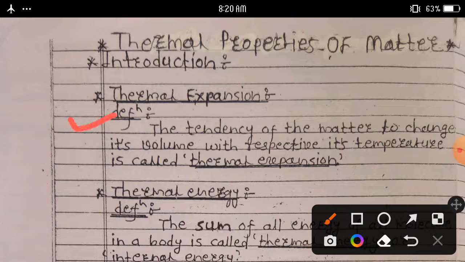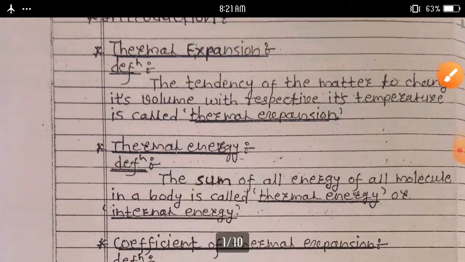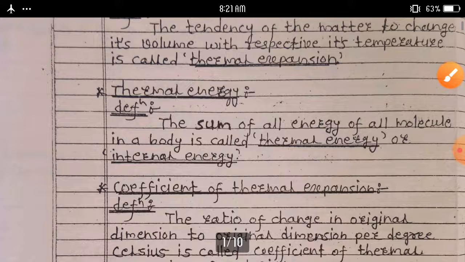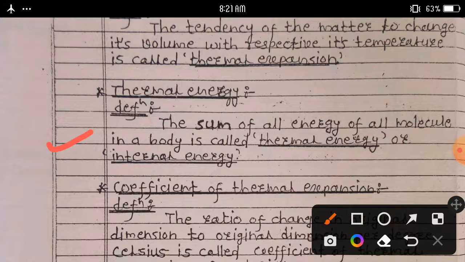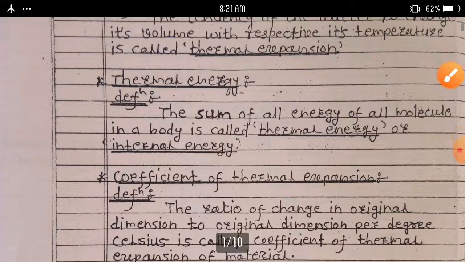See here the definition. Thermal expansion: the tendency of matter to change its volume with respect to its temperature is called thermal expansion. The second definition is thermal energy. Thermal energy means the sum of all energy of the molecules in a body, and it is called thermal energy or internal energy.